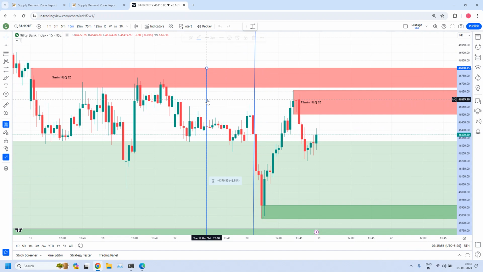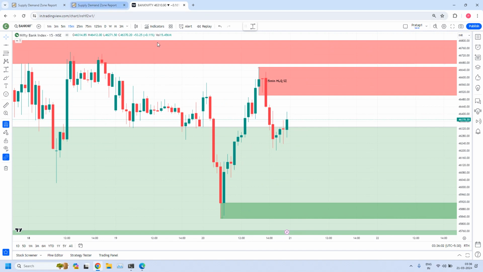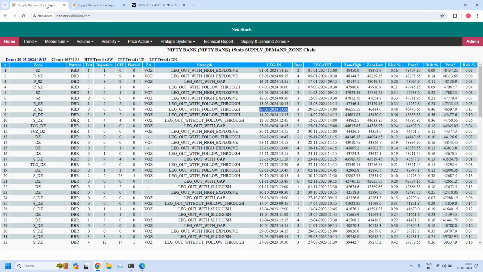So let me delete them for the time being. After that we will add again. So this is the only one zone created. But according to the software, this candle is also part of the zone, the 15 minute zone. And the next one completely comes out of the zone, and follow through candles.